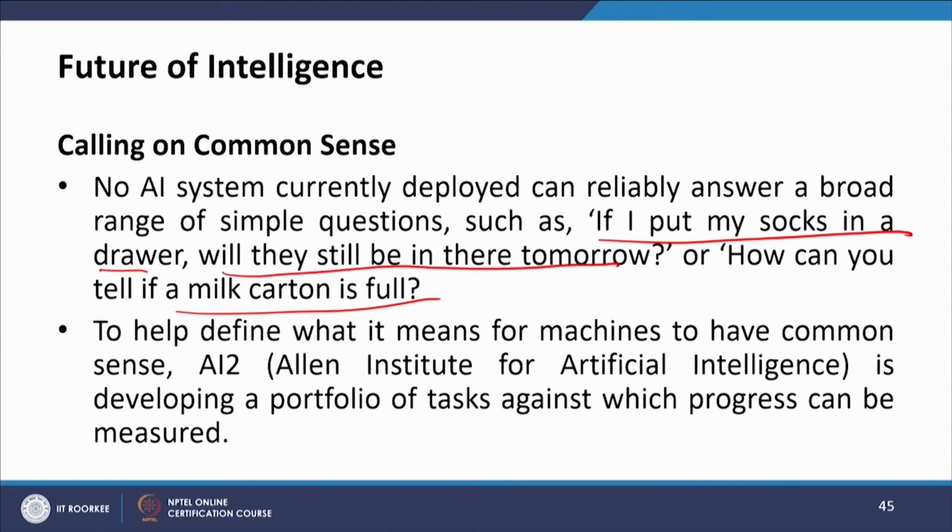To help define what it means for machines to have common sense, AI2, that is the Allen Institute for Artificial Intelligence, is developing a portfolio of tasks against which progress can be measured. The Defense Advanced Research Projects Agency, DARPA, is investing $2 billion in AI research. In its Machine Common Sense program, researchers will create models that mimic core domains of human cognition, including the domain of objects, that is intuitive physics, places, spatial navigation, and agents, intentional actors. So, this is what this machine common sense program is trying to achieve.